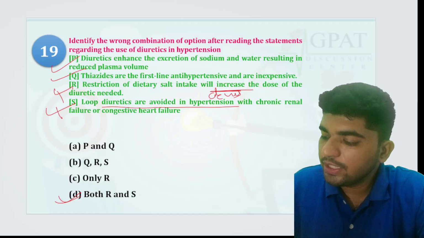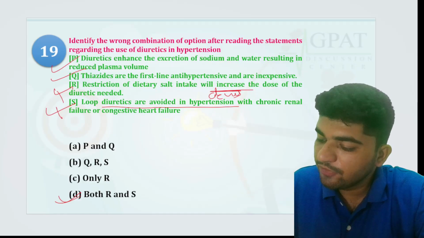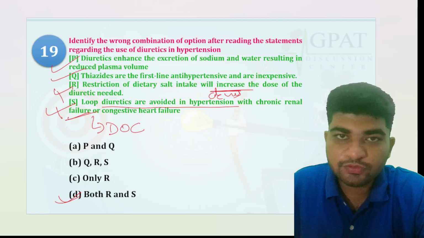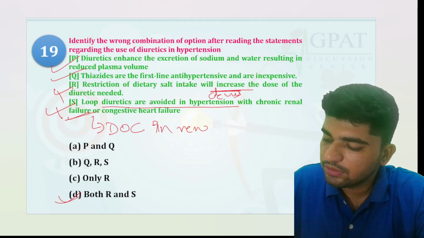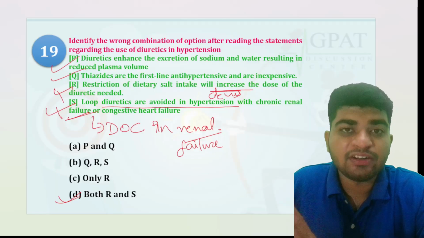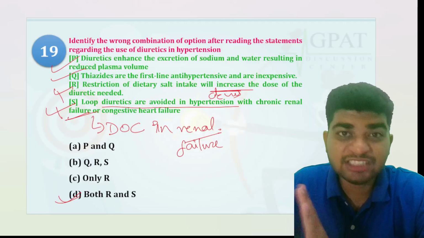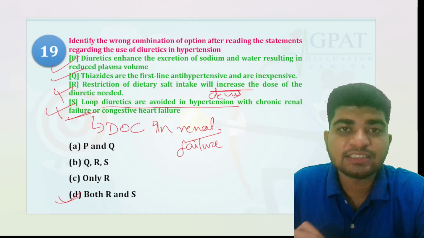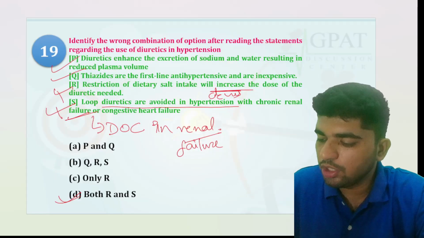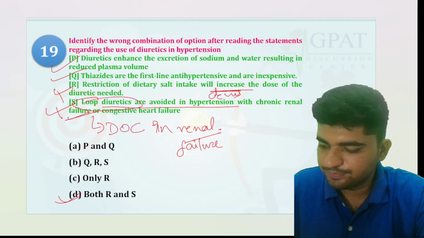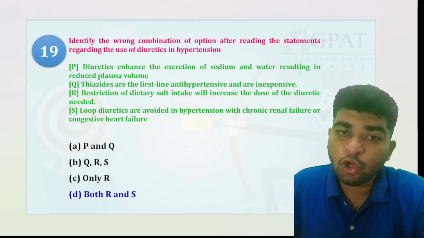Loop diuretics are avoided in hypertension with chronic renal failure? No, they are the DOC, the drug of choice, in renal failure. It is written totally opposite. Loop diuretics are the DOC in renal failure. This has been asked many times in your exams, which kind of diuretic is the DOC in renal failure. So loop diuretics are the DOC in renal failure. Both R and S are wrong combinations of options.